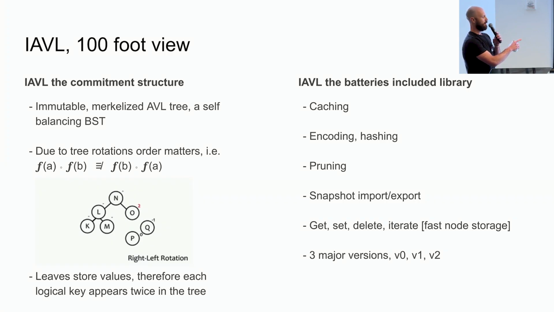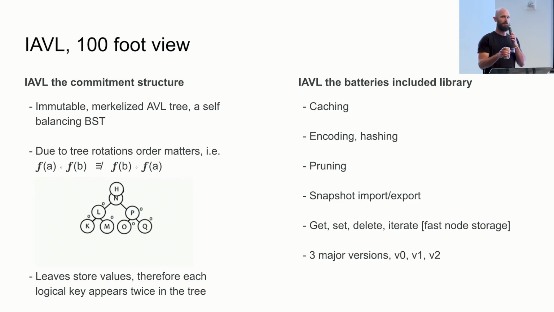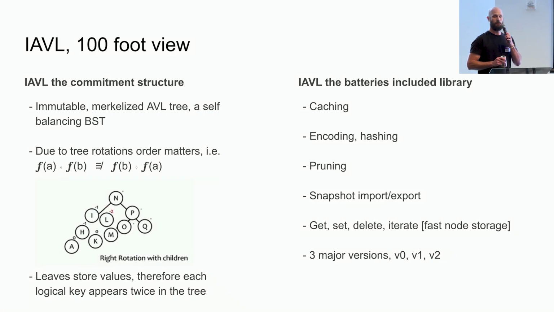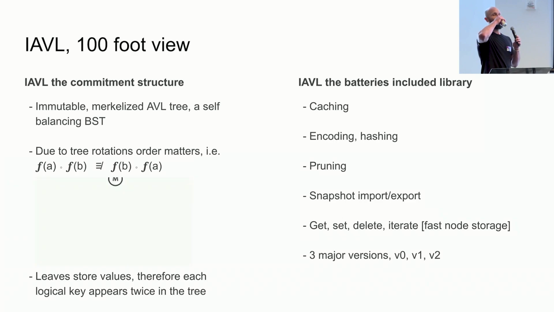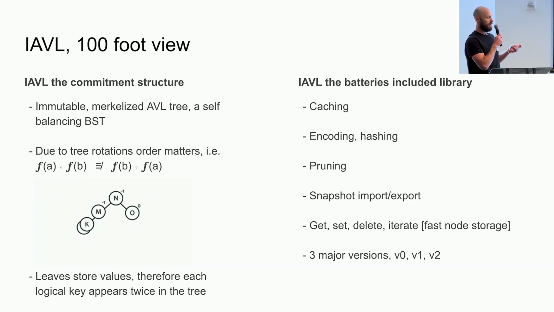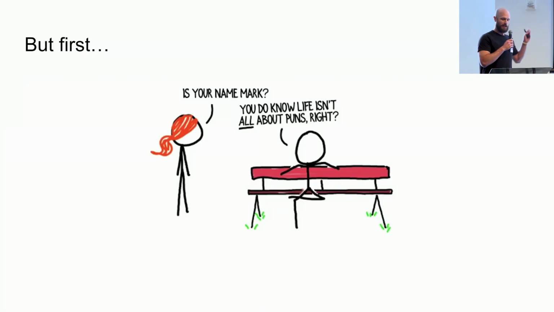And something really fun in there too, I think the Osmosis team may have even worked on this, is the fast node storage system, which I won't get into here, which was essentially just a way to speed up iteration because things were so slow. And it has gone through 3 major versions, V0, V1, and V2. I'm going to talk a little bit about the changes in V1, but I'm going to focus mostly on the changes in V2.